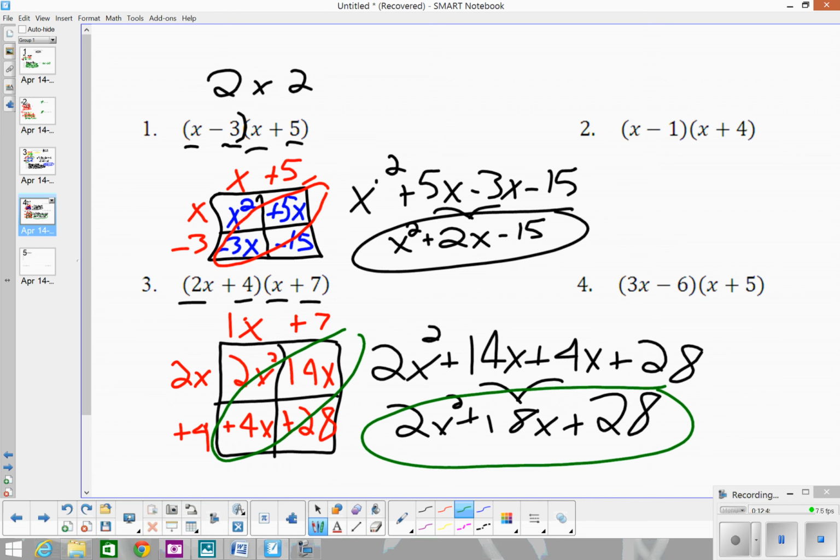Awesome. Okay, so these two are going to be money problems. Okay, good luck. Once you move on to the back, call me over and I'll review the FOIL method, and then you could choose which method you like, either the box method or the FOIL method. All right, good luck.